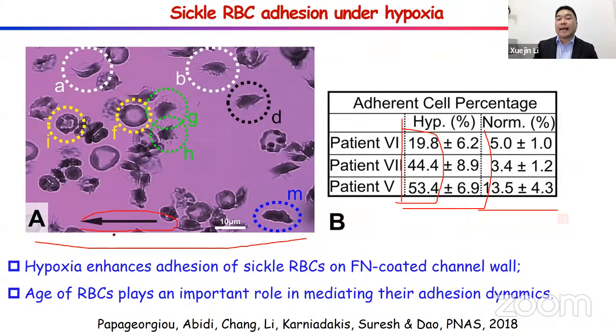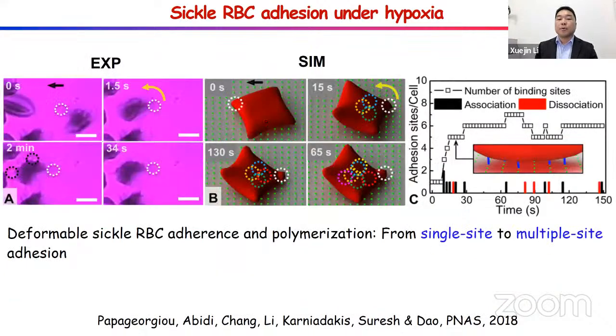The second finding is that the age of red blood cells also plays an important role in regulating their adhesion dynamics. A deformable cell, like the round ones, the deformable sickle cells, can form multiple site adhesion. But a rigid cell, like these sickled ones, usually forms single site adhesion. And here we show the detailed adhesion process.